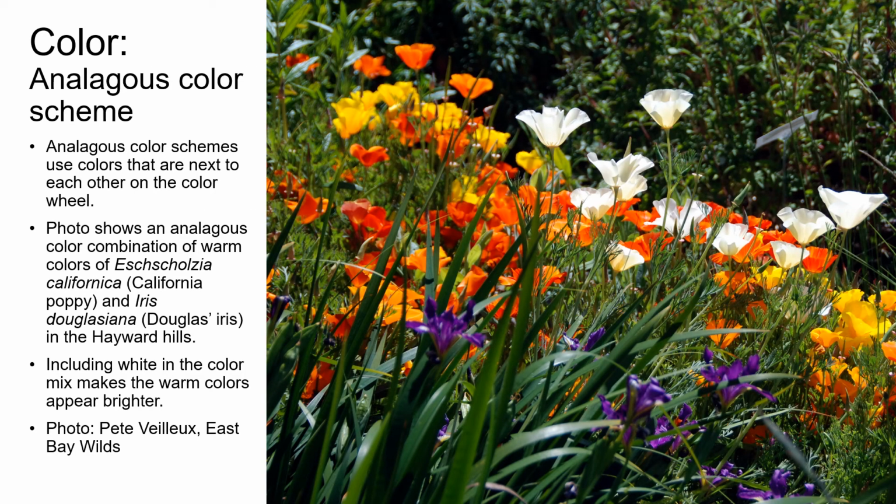Analogous color schemes use colors that are next to each other on the color wheel. The photo here shows an analogous combination of warm colors of red, orange, and yellow California poppies and purple Douglas iris in the Hayward Hills in the East Bay. Including a splash of white in the color mix makes the warm colors appear even brighter.